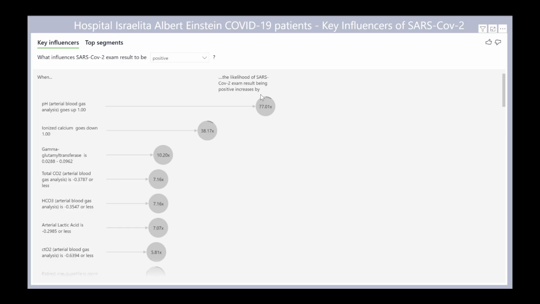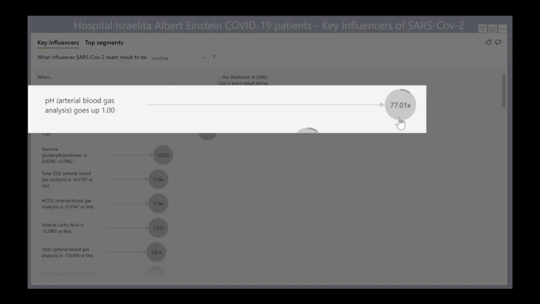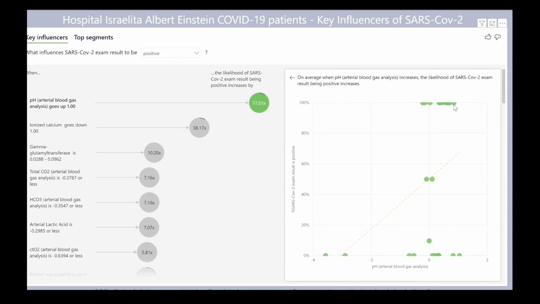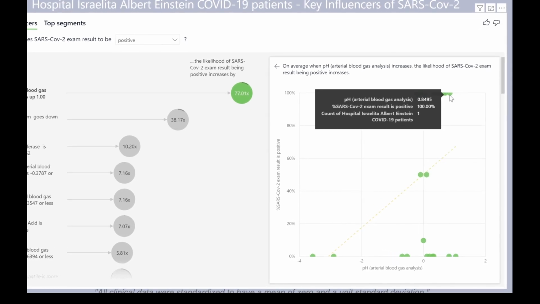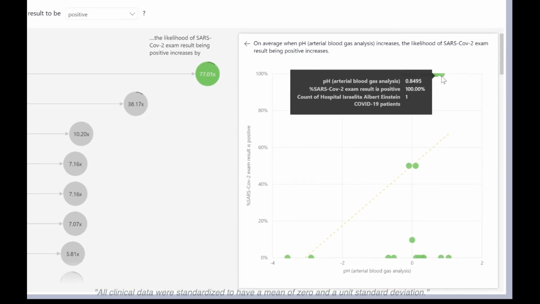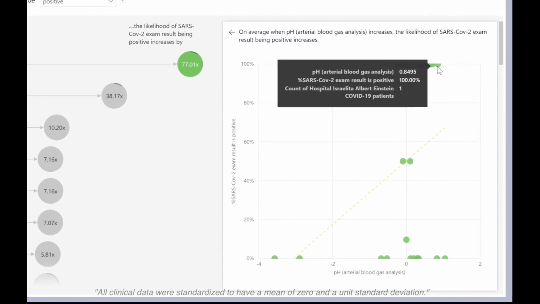From another perspective, we can also look at the linear relationship between each variable and SARS-CoV-2 positive when all parameters are included. When a patient's pH level increases, the chance of being positive increases by 77 times for every unit of standard deviation. The scatter plot on the right highlights the relationship between the likelihood of a positive exam result in percent against the pH value. Output suggests that a high pH value is more likely to correspond with SARS-CoV-2 positive.